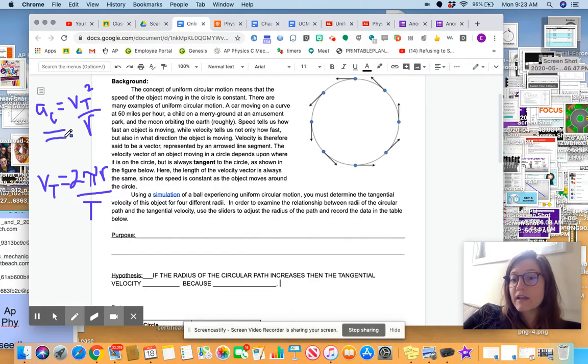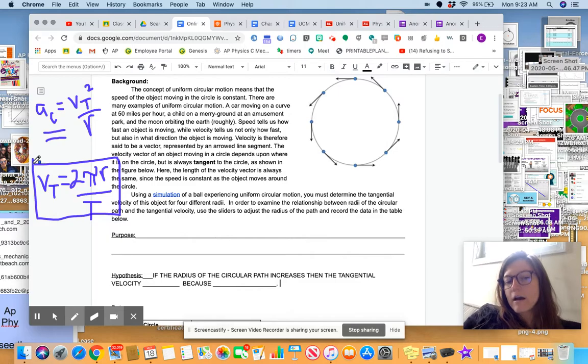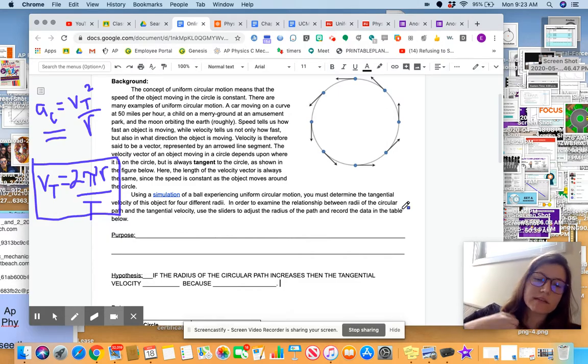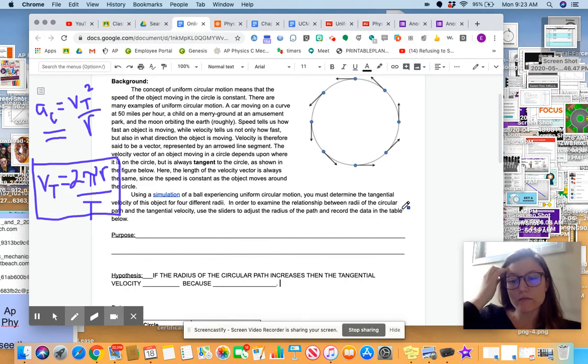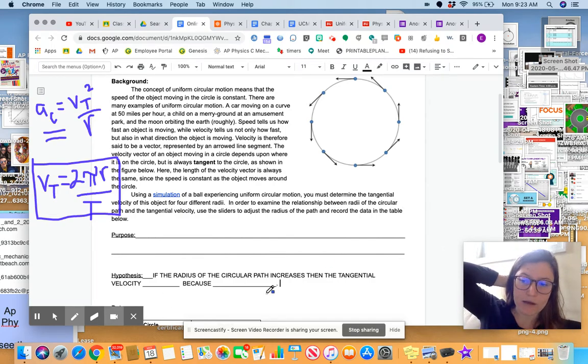Okay, we're not sure yet based on the simulation. So you want to think about this equation here if you're really lost. Okay, so think about when radius increases, what do we think will happen to the tangential velocity? And then explain why you think so. So pause the video, complete the hypothesis statement, unpause when you're ready to go.